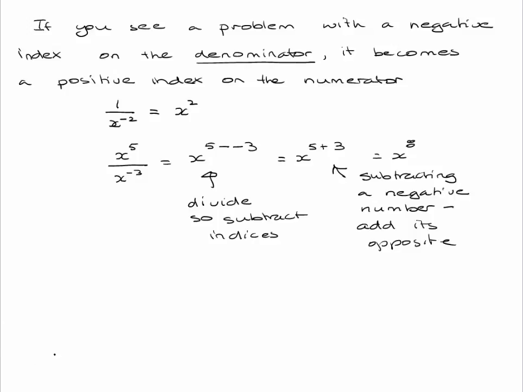And another way of looking at this is that we have x to the power of 5 over x to the negative 3, and we have a negative index on the denominator, which becomes a positive index on the numerator. So we'll end up with x to the power of 5 times x to the 3, which is x to the power of 5 plus 3, which is x to the power of 8.